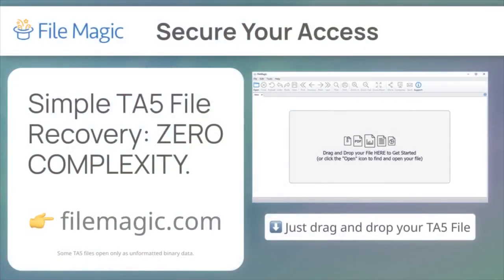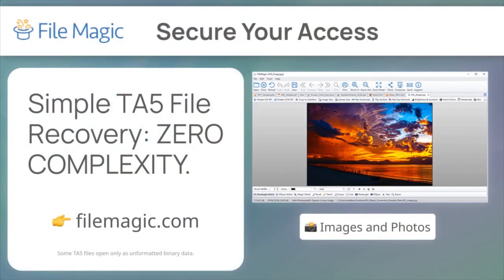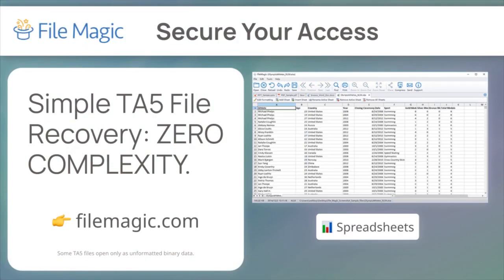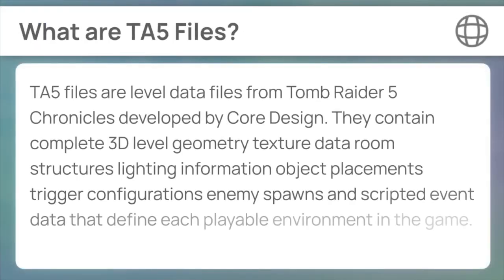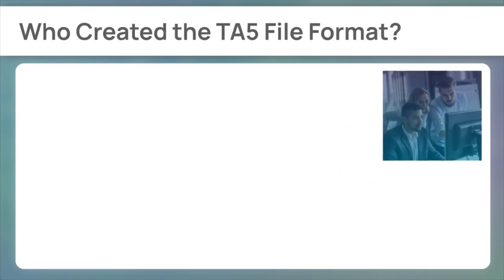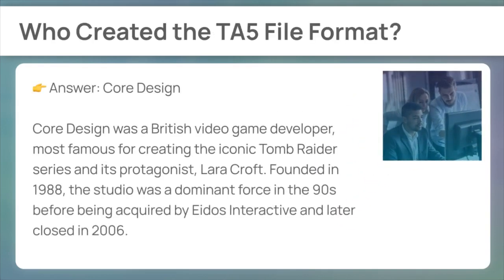The fastest way to confirm a file's state is with a dedicated file reader. It's better at handling TA5 files with integrity issues than most dedicated programs. TA5 files are level data files from Tomb Raider 5 Chronicles, developed by Core Design. They contain complete 3D level geometry, texture data, room structures, lighting information, object placements, trigger configurations, enemy spawns, and scripted event data that define each playable environment in the game.